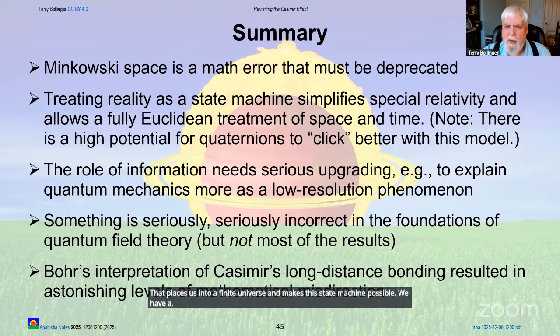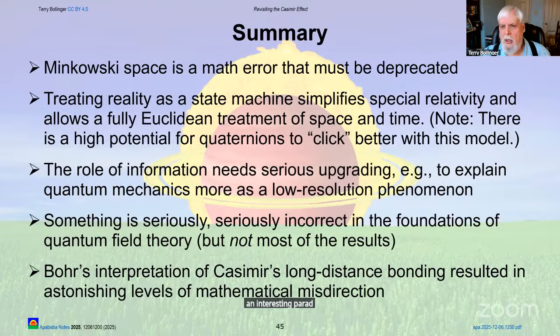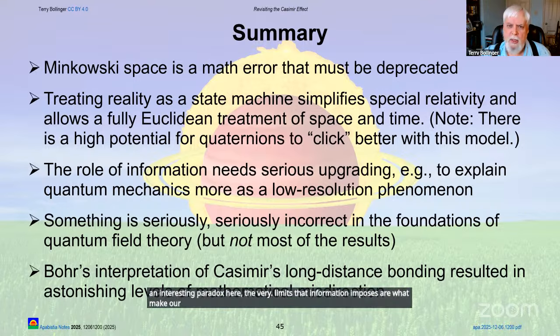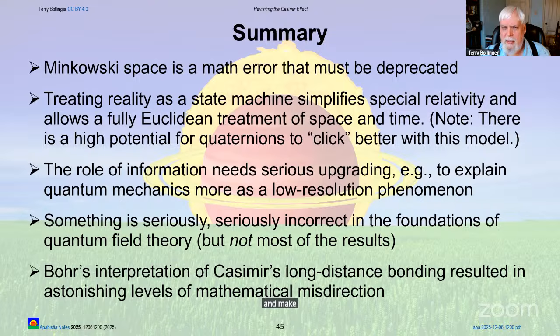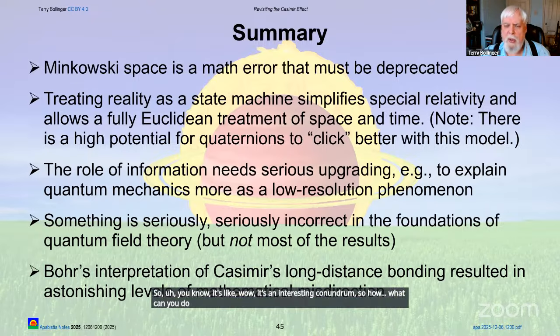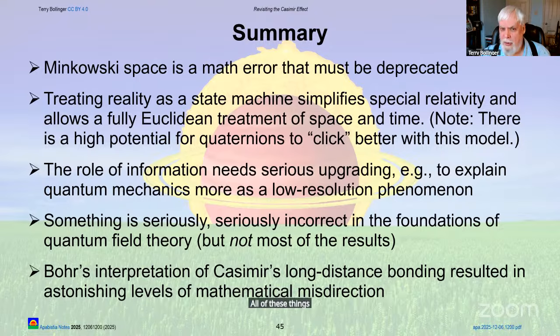We have an interesting paradox here. The very limits that information imposes are what make our universe possible and make it possible for us to talk about this stuff. So it's like, wow, it's an interesting conundrum. So what can you do and how much can you do it if you get below that level to the physics where all of these things are talking to each other to some degree in some fashion that we don't understand.